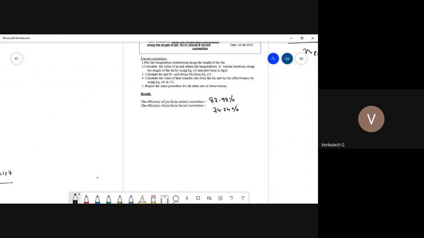So in forced convection, we are going to get less efficiency because here we use extra power to run the blower. That's why we are going to get the less efficiency. In natural convection, we are not going to use any external devices, so we get more efficiency, 82.98%. So this is how we calculate the efficiency of fin in natural as well as in forced convection.